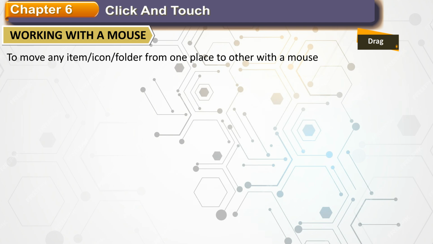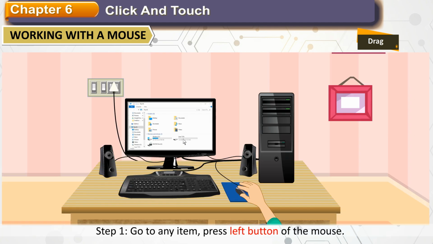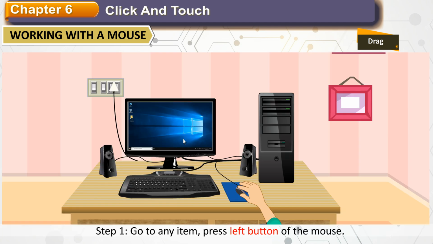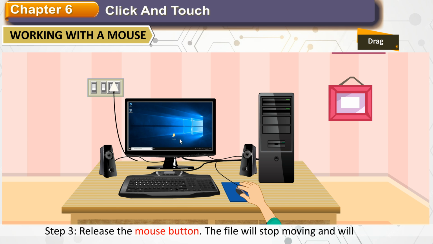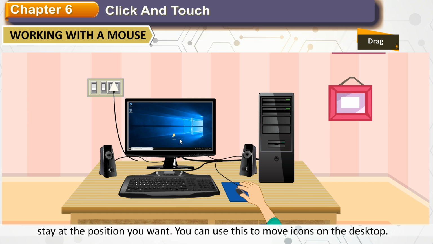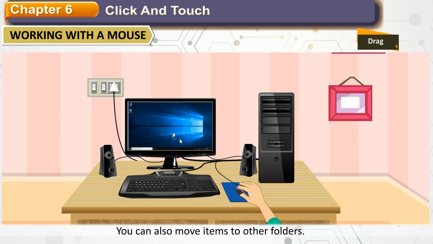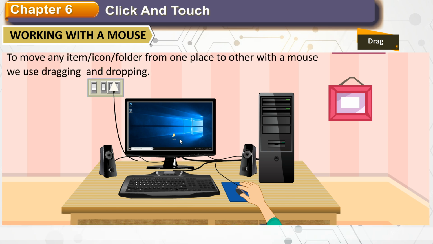Drag. To move any item, icon or folder from one place to another with the mouse we use dragging and dropping. Step 1. Go to any item. Press the left button of the mouse. Step 2. Move the mouse and keep the button pressed. This is called dragging. Step 3. Release the mouse button. The file will stop moving and will stay at the position you want. You can use this to move icons on the desktop. You can also move items to other folders.